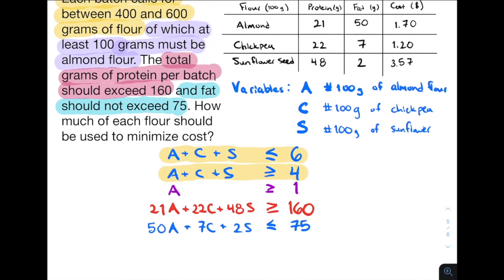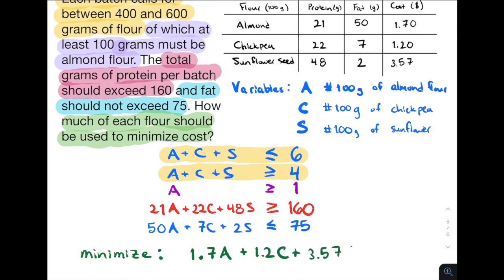We still haven't used all of the information in the problem, and we still haven't identified our objective function. The remaining information in the problem will be about the objective function. It asks us how much flour should be used to minimize cost. The keyword minimize clues us in that that's going to be dealing with our objective function. To construct our cost function, we'll use the information provided in our table, namely that our objective function will be 1.7 times A plus 1.2 times C plus 3.57 times S.